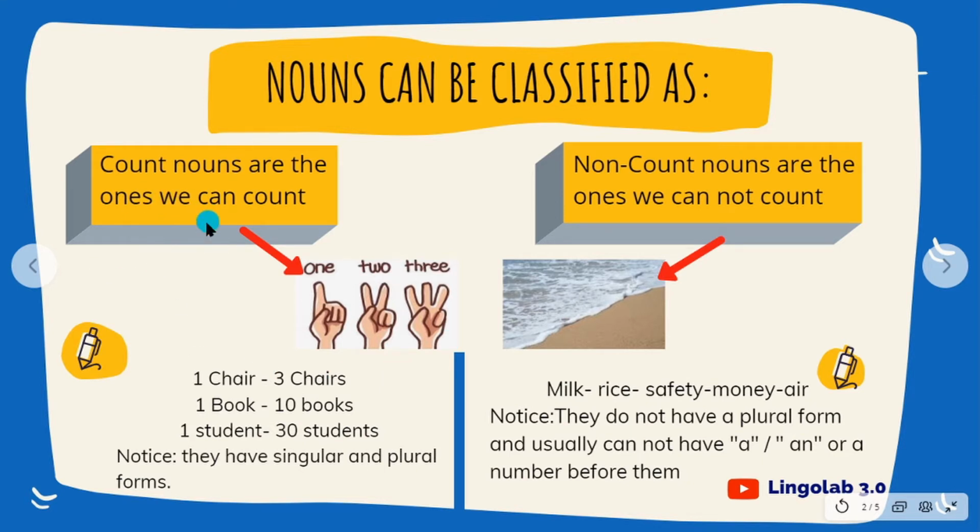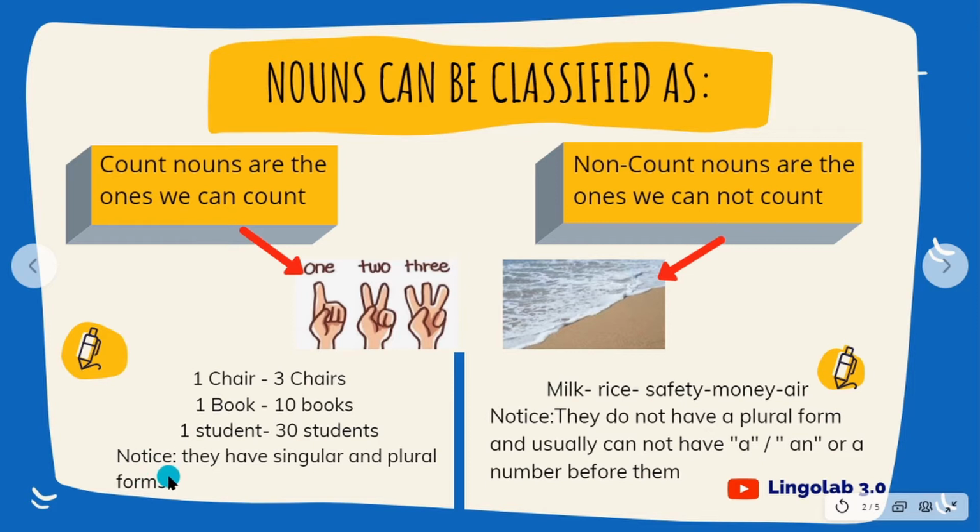Count nouns are the ones that we can count. As you see in the little illustration, we can say 1, 2, 3, 4, 5, 100, or 1 million of that thing. Example: 1 chair, 3 chairs. 1 book, 10 books. 1 student, 30 students.